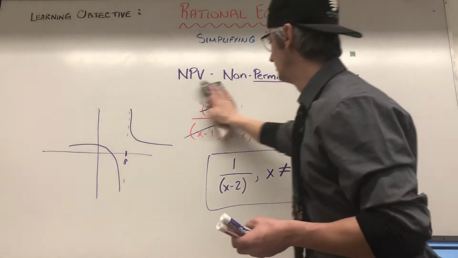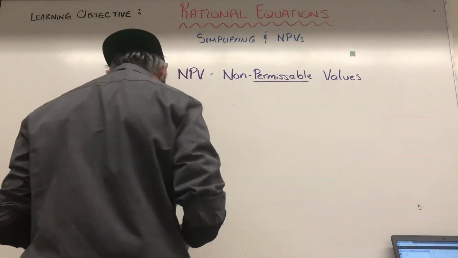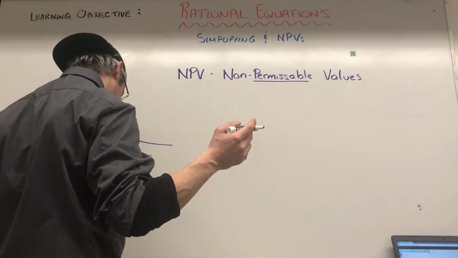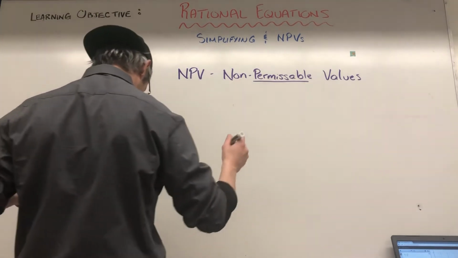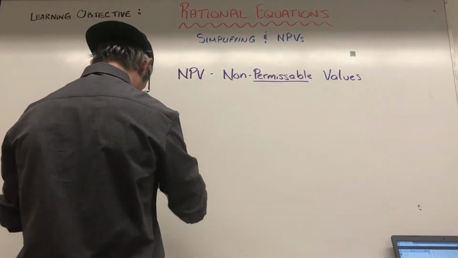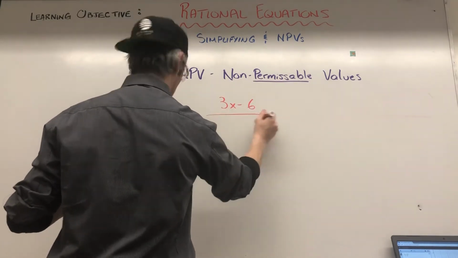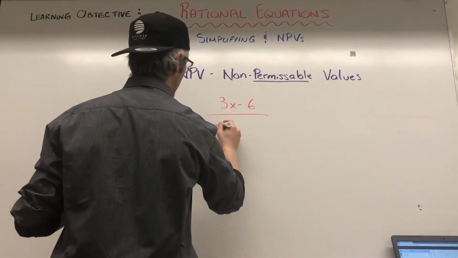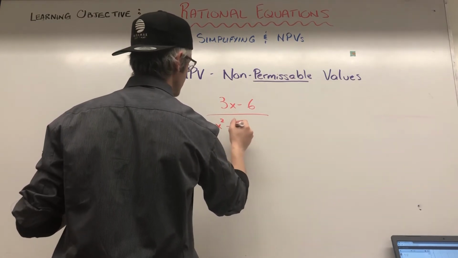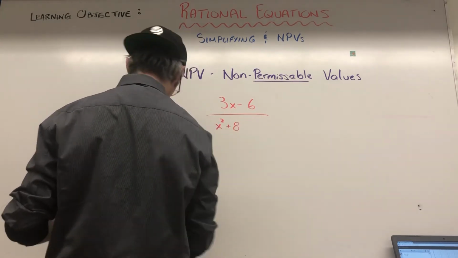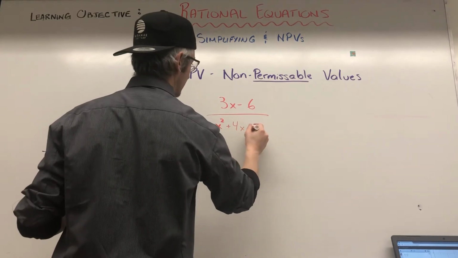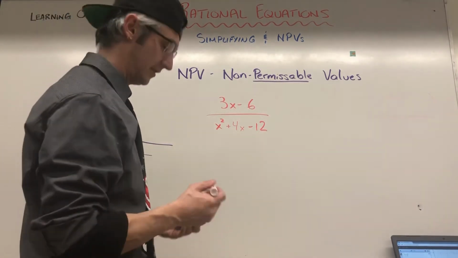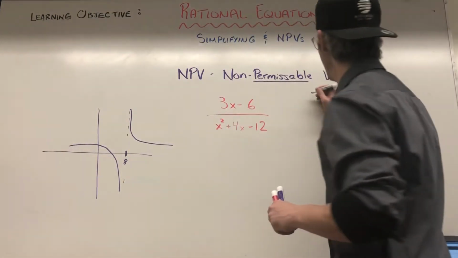So what we might start seeing now is slightly more difficult questions where we have to do a little bit of factoring. So let's say I have something like 3x minus 6 over x squared plus 4x minus 12. That should work, okay? So the first step when trying to simplify a problem like this is to factor it. And let's remember, there are 3 real questions we need to ask ourselves when factoring anything.